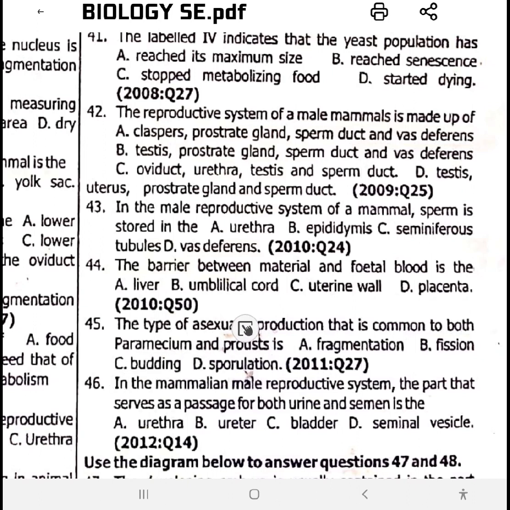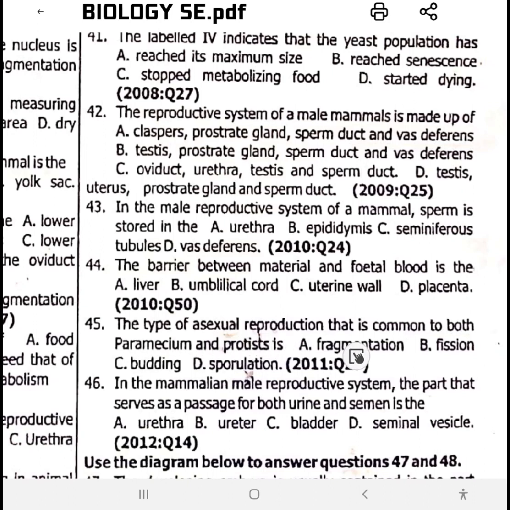Let's see, is there binary fission there? 45, binary fission, I would go with binary fission rather, sorry guys, because they say the type of asexual reproduction common to both paramecium and protists, so protists like chlamydomonas, binary fission, option B.